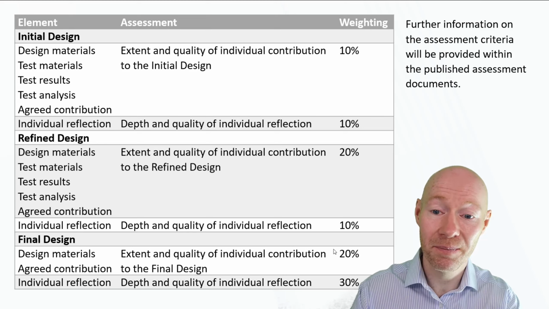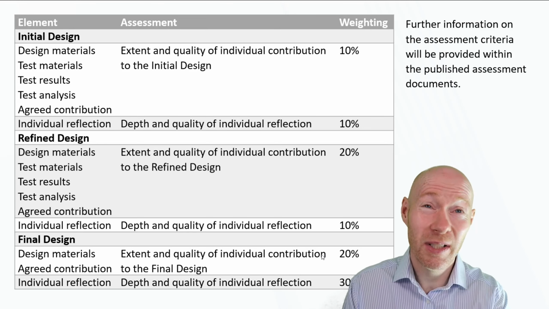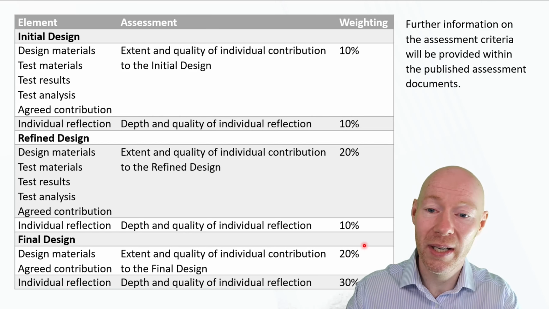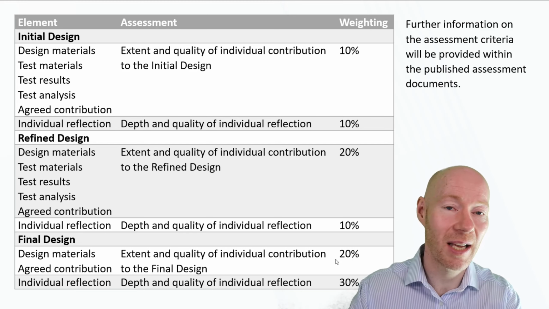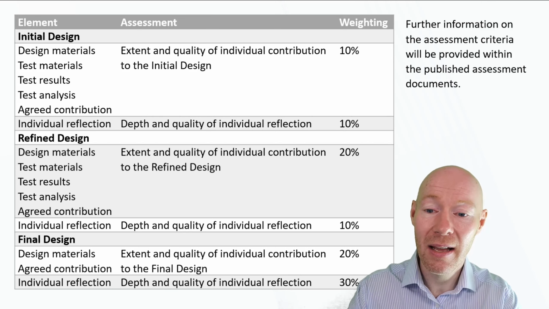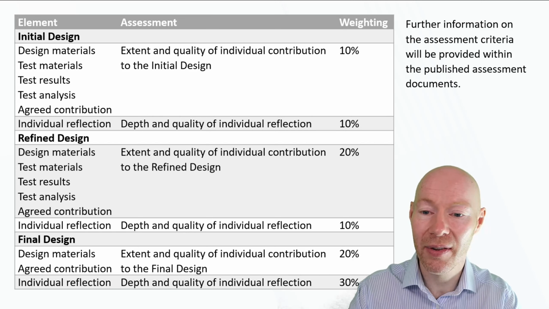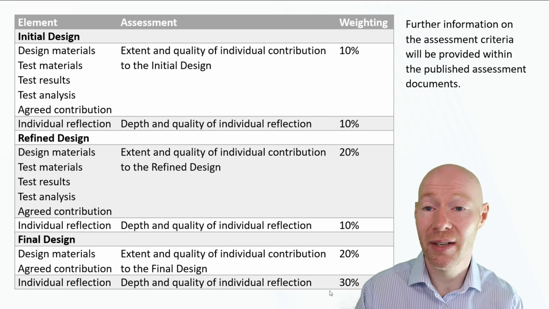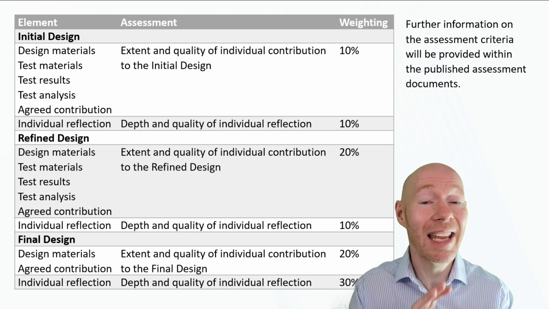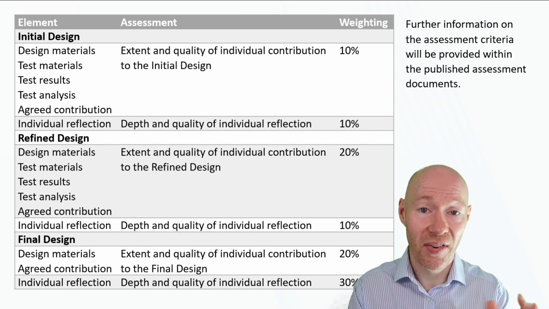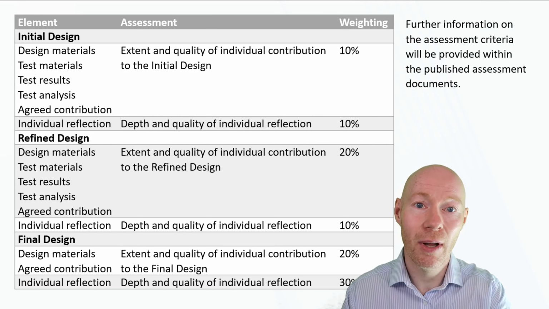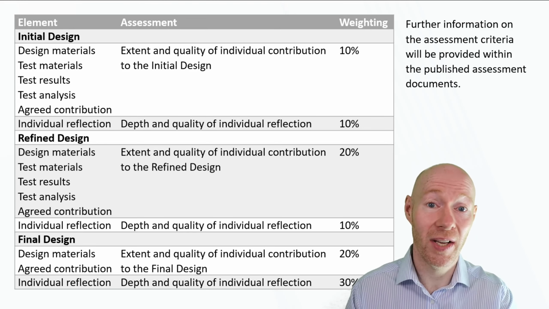For the final design, it doesn't include test materials or test results or test analysis because it's just the design itself. So 20% available for the final design materials, again based on individual contribution to that. And the larger reflection that we have at the end, the individual reflection, 30% for this. If you add the things up, it'll work out at 50% based on your individual thoughts and reflections, and 50% based on your contribution to the team through the initial, refined, and final design phases.